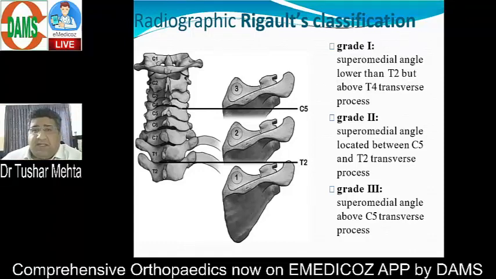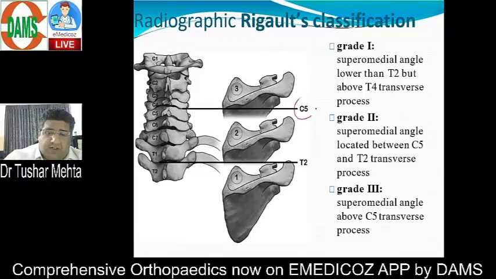मेरी बात समझ में आई कि नहीं? So if it is between T2 T4, I'll say okay, grade 1 mild. If it is between C5 T2, I'll say okay, it is moderate. If it is above C5, then I will say it is severe, it is serious, and one has to take care of it. So that is shown in the image.